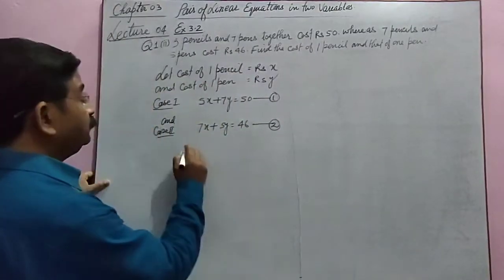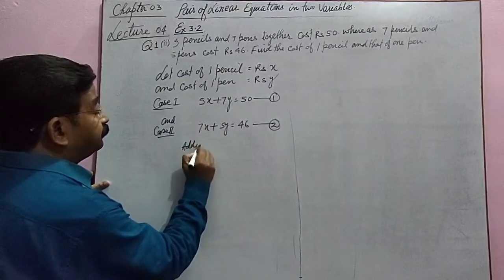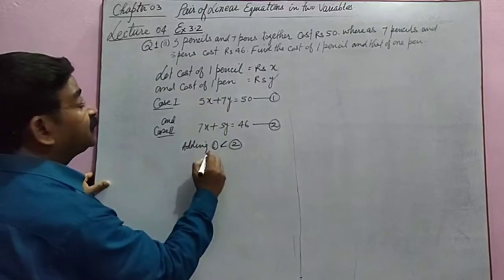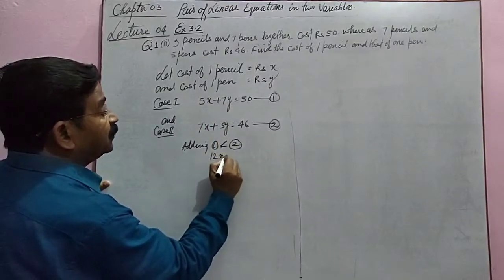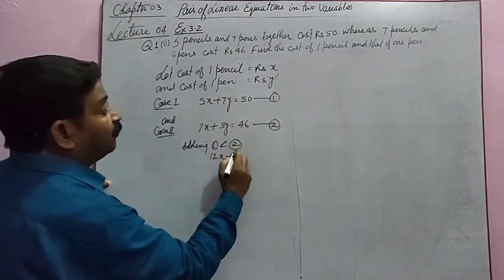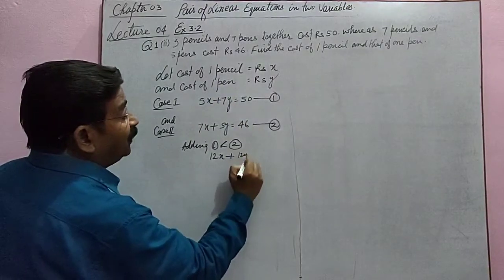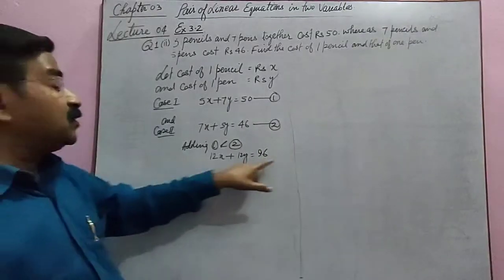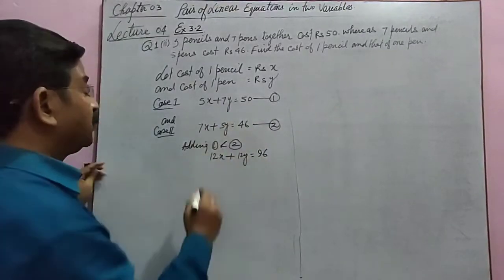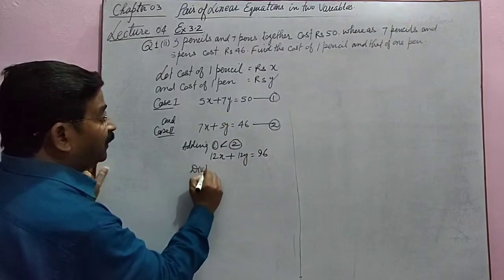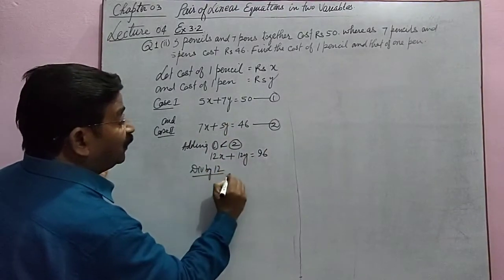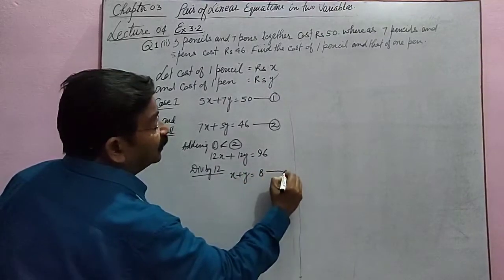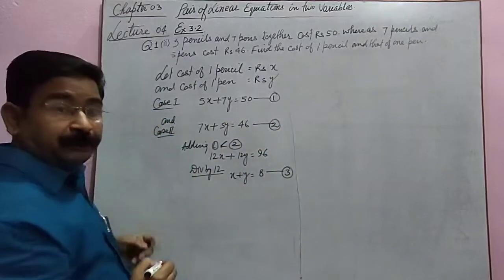Let's see. Adding 1 and 2. So 5x plus 7x, we have 12x plus 7y plus 5y, 12y is equal to 50 plus 46, 96. Let's see, 12 is common everywhere. You can divide the whole equation by 12. Divided by 12. So what we have? x plus y is equal to 8. Now equation number, suppose 3.